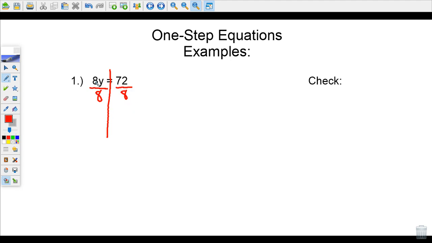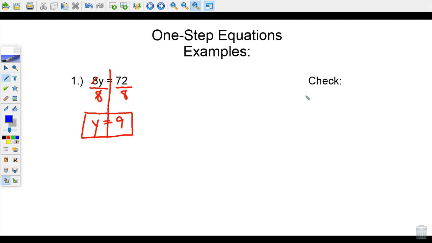Now, 8y divided by 8, the 8's cancel. 8 divided by 8 is just 1. So this says 1y, or just y, equals, and on the other side, 72 divided by 8 is 9. Our variable is isolated, so our solution is y equals 9.